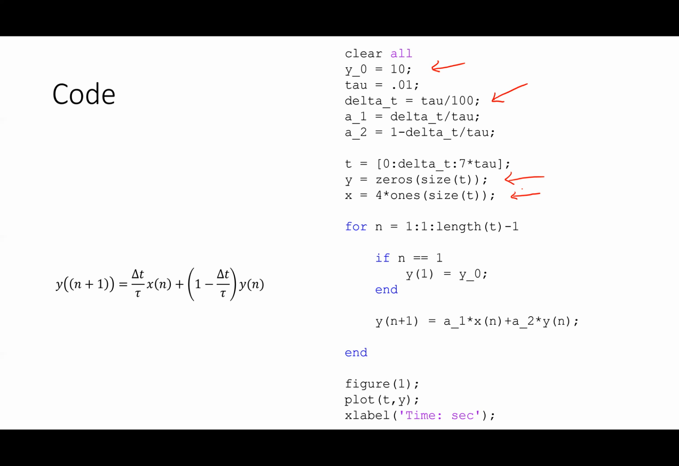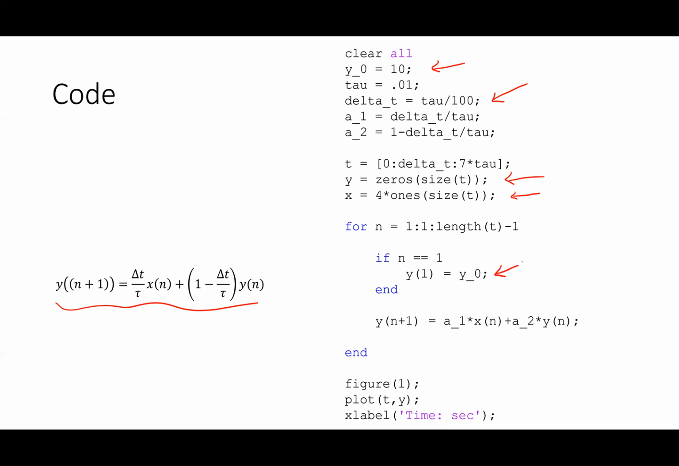So here's my for loop. My for loop is implementing that equation. Now, tell me more about my for loop there. I loop from n equal 1 in steps of 1 to length of t minus 1. Let's check what's going on here. If n equals 1, meaning I'm doing a logical check to see if n is equal to 1, I say y of 1 equals y underscore 0. What am I doing there?